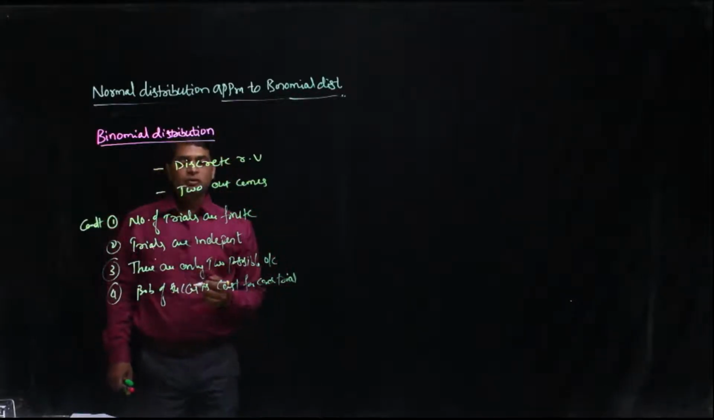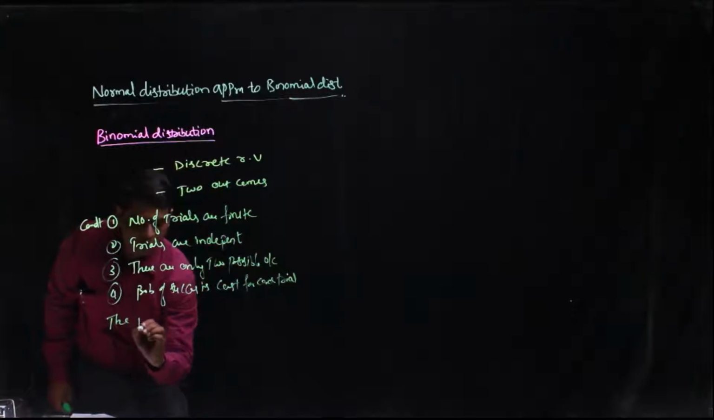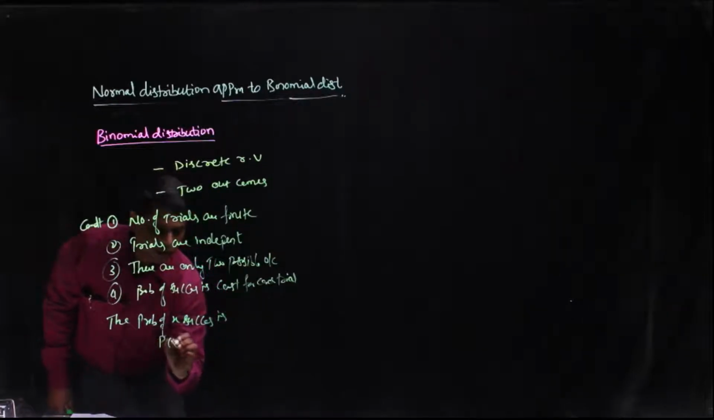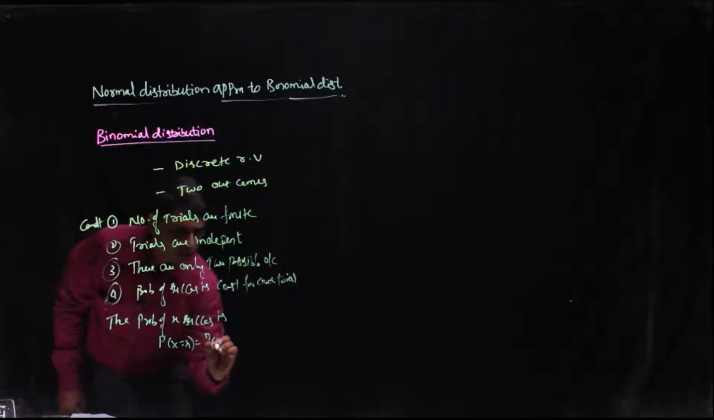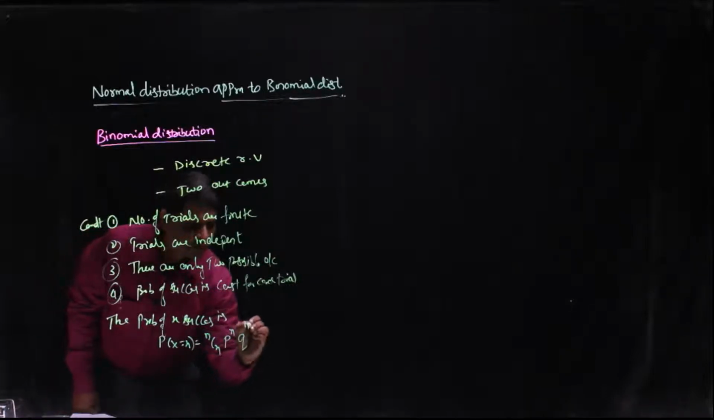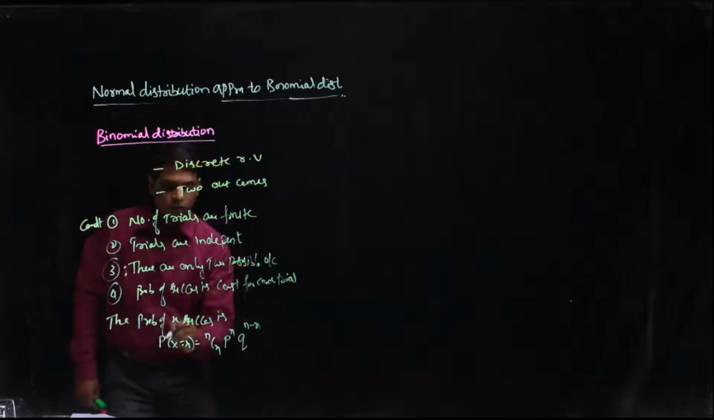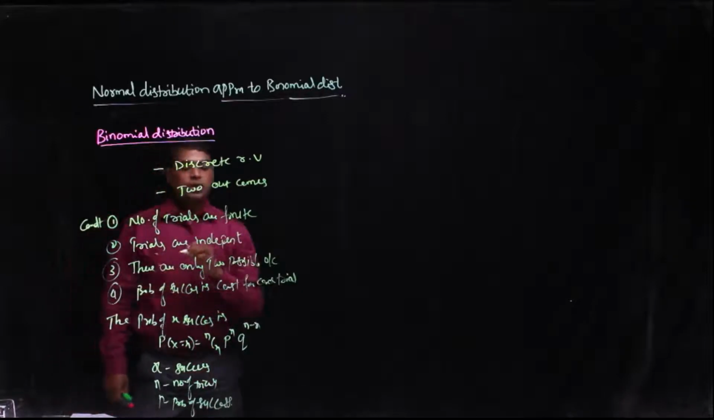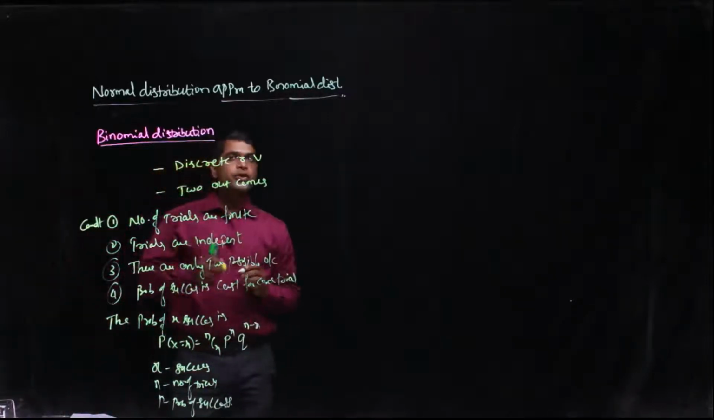What is the binomial distribution formula? The probability of x successes is P of X equals x, equals nCx p power x q power n minus x. Here x is the number of successes, n is the number of trials, and p is the probability of success.